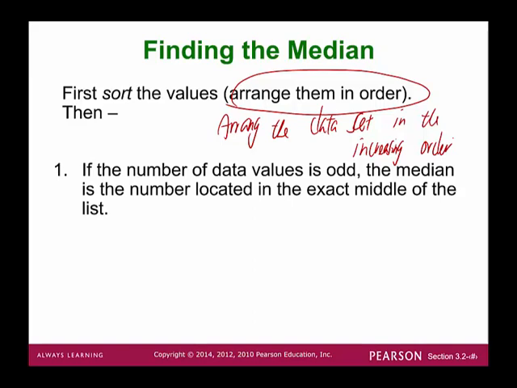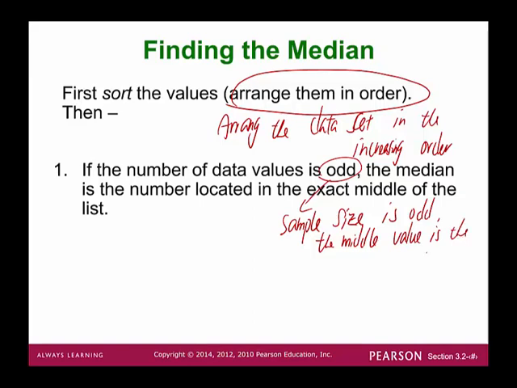And if the number of data values is odd, meaning the sample size is odd, then the median is located in the exact middle. Okay, so the middle one is the median. When the sample size is odd, then the middle value is the median. And this is the first scenario, when it's odd.